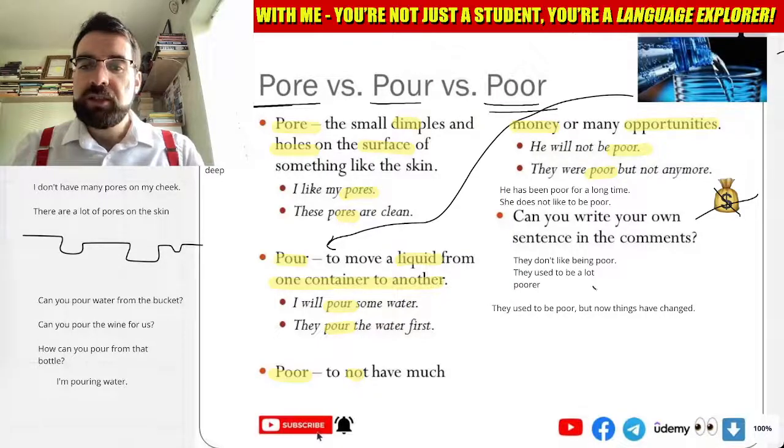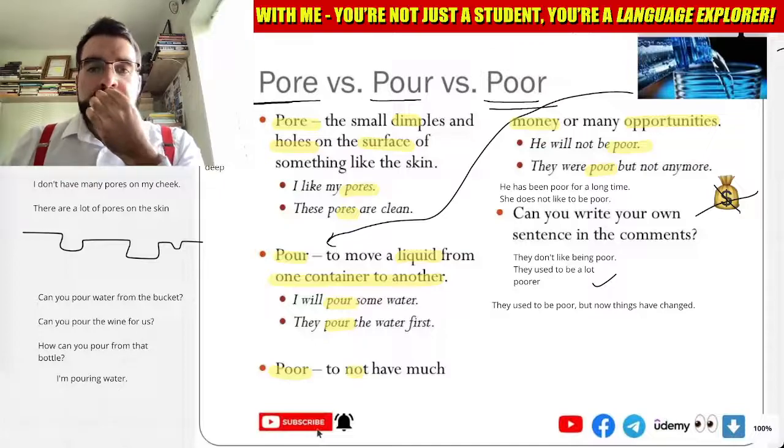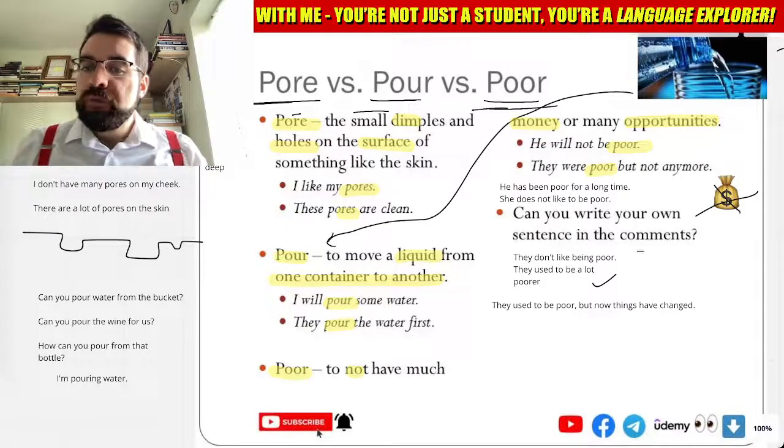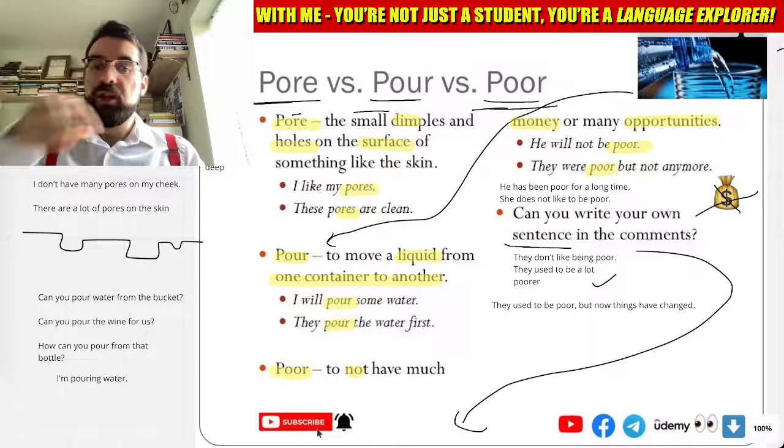So, can you use pour, and poor in a sentence? Can you write it in the comments below?